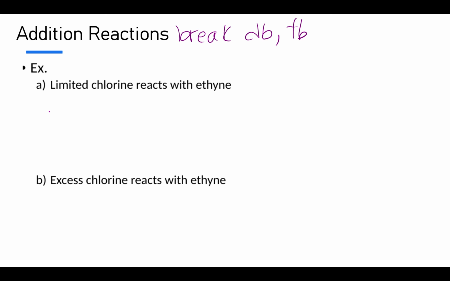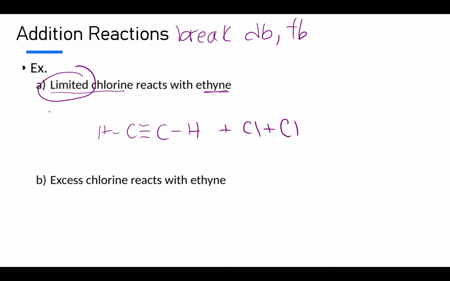So if you have limited chlorine and you're reacting it with ethine, so ethine means there are 3 bonds between the carbons, and then we have hydrogen still, so that we have that last bond. And now we're reacting this with chlorine. I'm going to write it like this because we know chlorine is diatomic, so there would be 2 of them, so 2 chlorines together. If it's limited, that means we're just going to break one of these bonds.